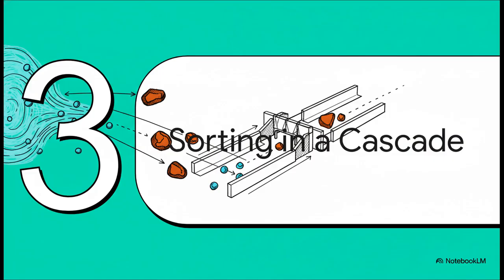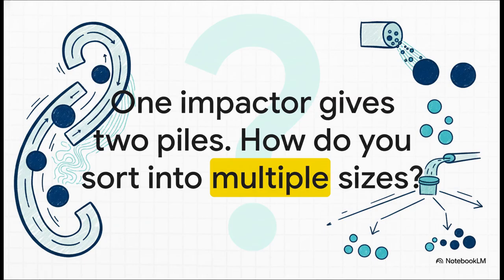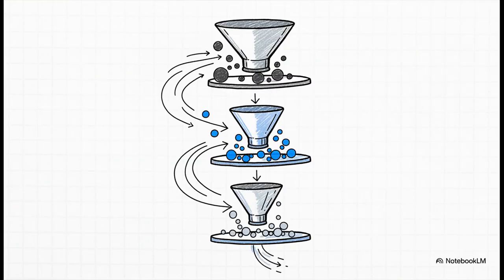But what if two piles isn't enough? What if you need to know exactly what sizes are in there, in multiple groups? Yeah, this is the next level of the challenge, right? How do we go from a simple big versus small sort to something much more precise, with multiple size categories? And the answer is so elegant, you're gonna love it. You just stack the obstacle courses.